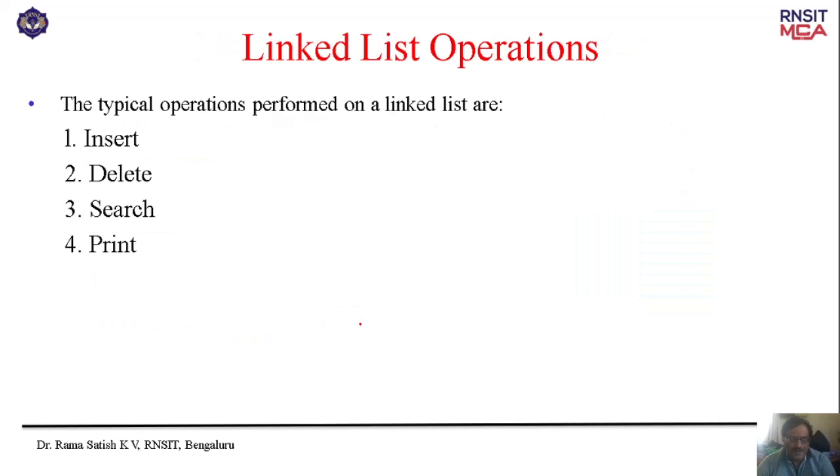Once it is declared, we have to do four basic operations. What are the basic operations? Insertion, deletion, searching, and printing. Insertion means you create a node and insert it into a linked list. So that is the first operation, insertion.